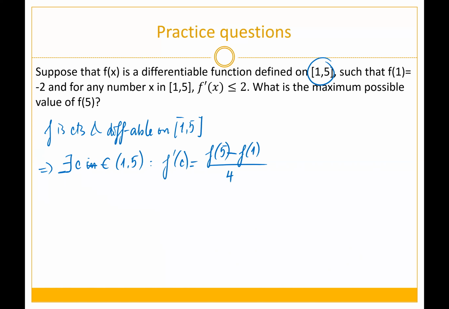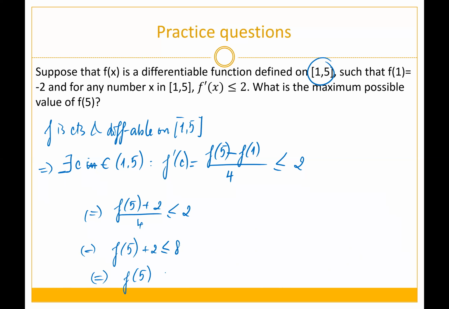And for any number in this interval, f prime is always smaller than or equal to 2. Therefore, when you plug in, you have f(5) plus 2 over 4 is smaller than or equal to 2. So f(5) plus 2 is smaller than or equal to 8, or f(5) is smaller than or equal to 6. So the maximum value of f(5) in this interval, based on what was given, is 6.